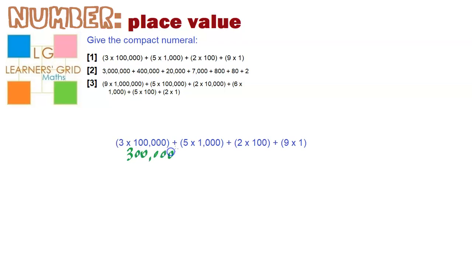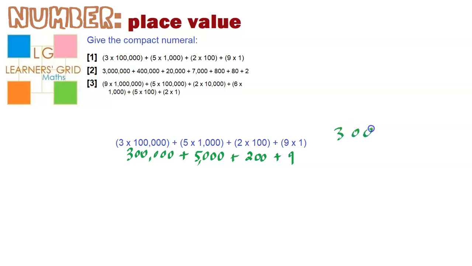300,000. 5 times 1,000, which is 5,000. And 2 times 100, which is 200, plus 9 times 1, which is 9. So I can just add these up by column method.